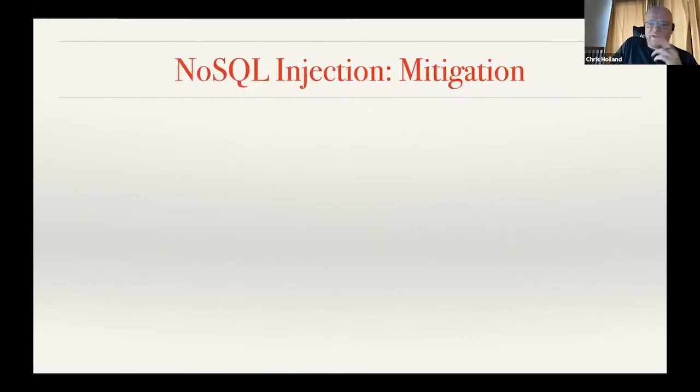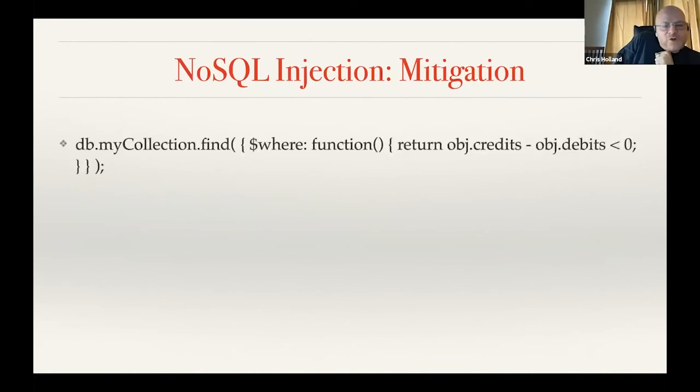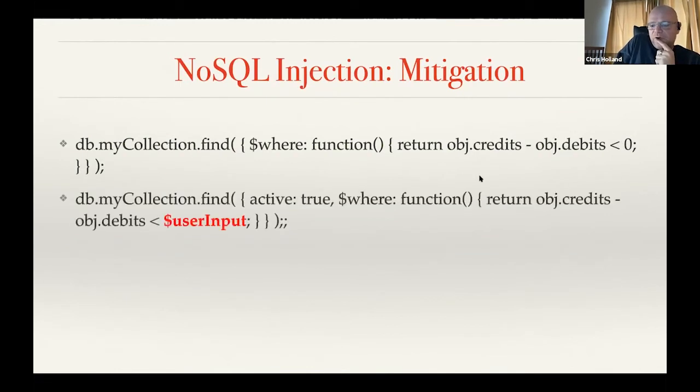So I'm going to show you a little bit of an example of a vulnerability pattern. You may have a collection against which you're doing a find, and then at some point you're comparing two values, being less than 0. But now instead of this 0, you're going to put user input there, right? So instead of comparing to a hard-coded 0, you're going to compare to a variable called user input, which has some data that came from the user.